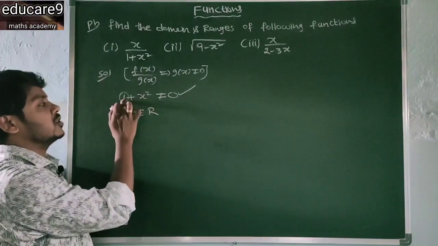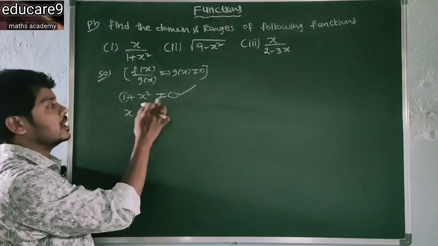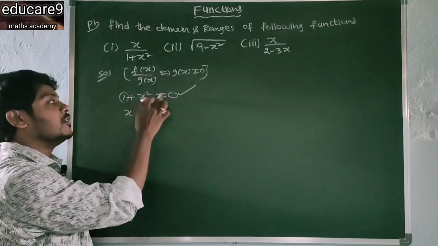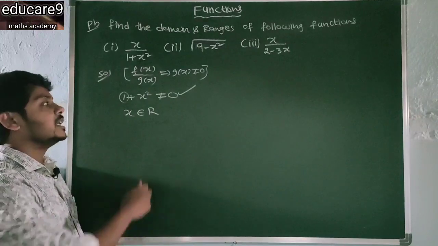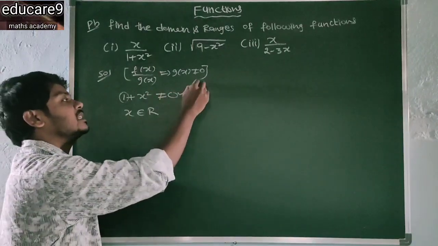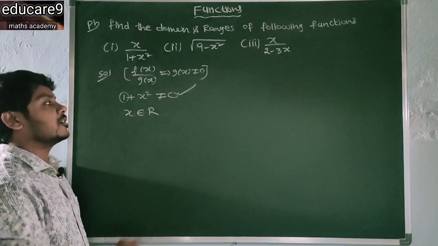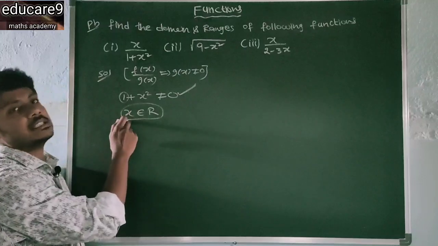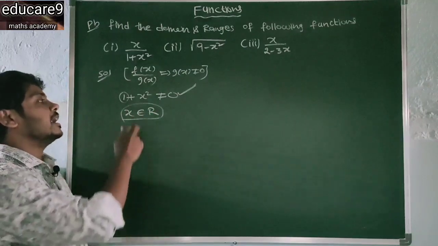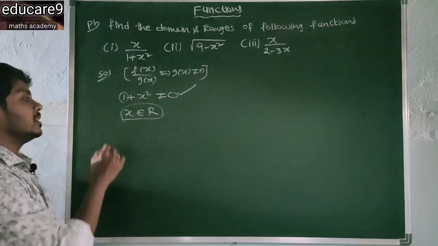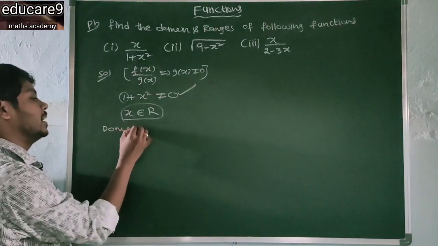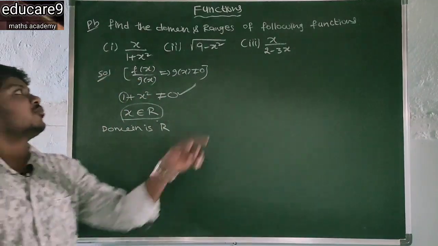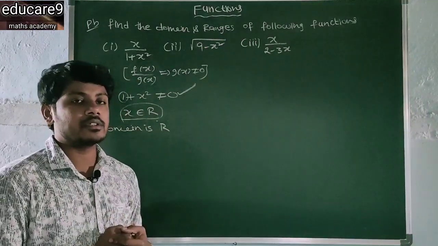If x is equal to 0, 1 plus 0 is not equal to 0. If x is equal to 1, not equal to 0. If x is equal to 2, not equal to 0. If you take negative values also, in that case this condition is satisfied. So from this you can say that for every value of x, that is x belongs to R, this condition is satisfied. Therefore domain is what? R. So next find the range of the given function.